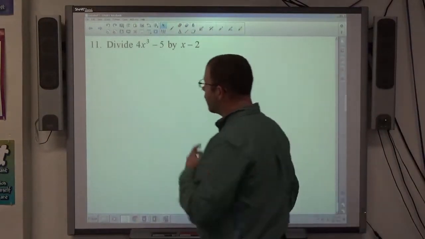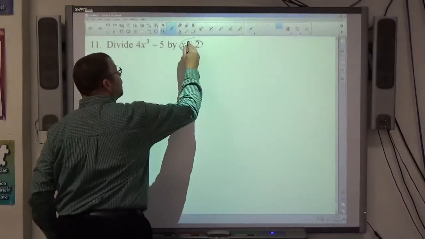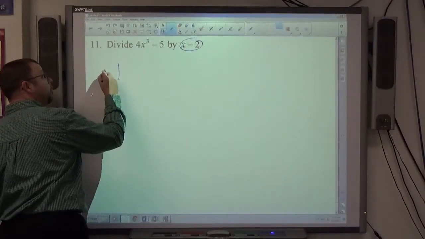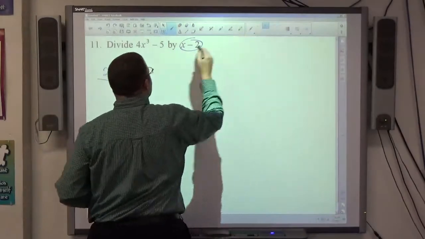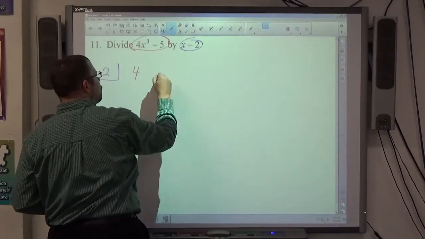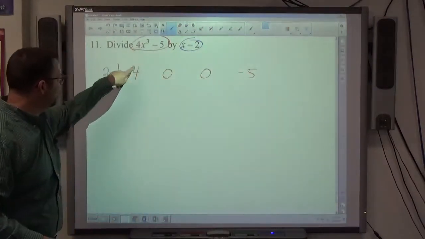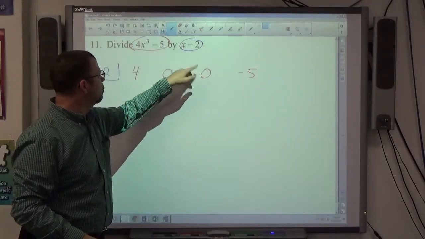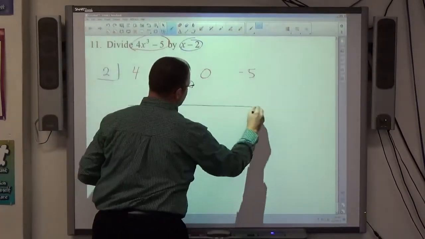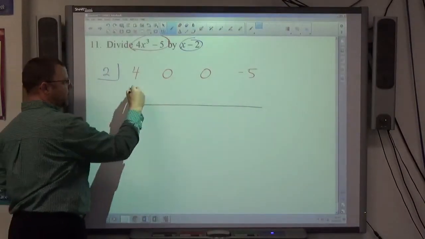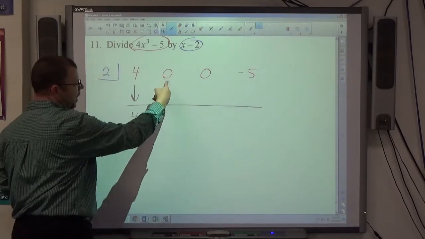Number 11, divide 4x cubed minus 5 by x minus 2. If I use the synthetic division technique, we're dividing by x minus 2, so I put a positive 2 there because 2 minus 2 makes 0. And then the coefficients of this are going to be 4 for 4x cubed, 0 for x squared, 0 for x, and -5. The x squared and x to the first are both missing, and the negative belongs to the 5. Once I've got these set up, I put this bar here with some space to write numbers. I'll bring the first number straight down. And then from this point forward, it's multiply to get the next number, add to get the next number.